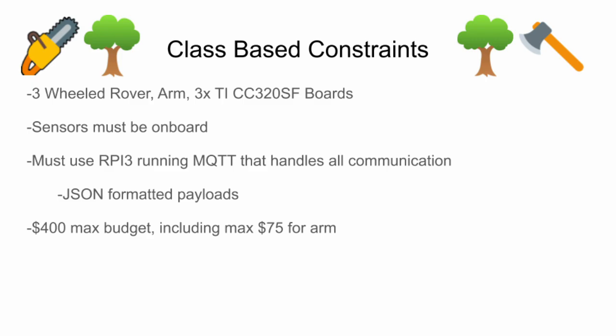Our max budget was $400, including the arm costing no more than $75. We spent about $200, including the $50 arm, although we were not most efficient in spending our budget. Of course, any components that we chose had to be compatible with existing software and hardware.